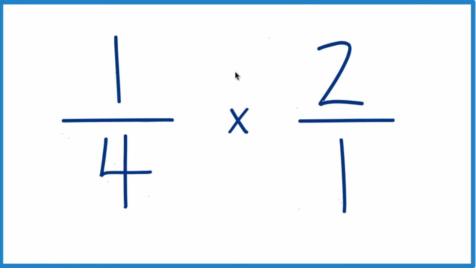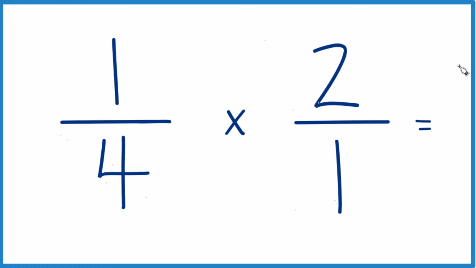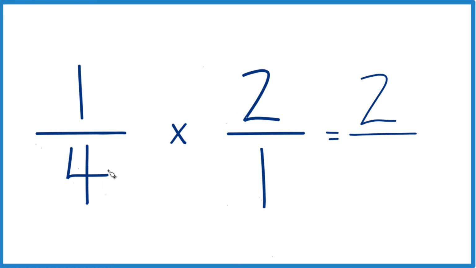So now though, with these fractions here, when we multiply fractions, we multiply the numerators, then we multiply the denominators. So 1 times 2, that's just 2. 4 times 1, that's 4. So we end up with 1/4 times 2/1 gives us 2/4. But this is the same thing as 1/4 divided by 1/2.